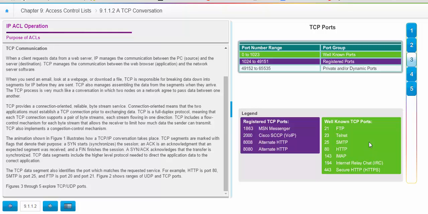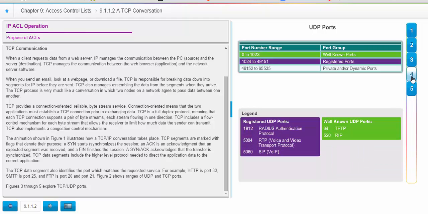Now with your registered ports, some of those you have: 1863 is MSN Messenger, 2000 is your Cisco Voice over IP, and then you have 8008 or 8080 as alternate HTTP ports.